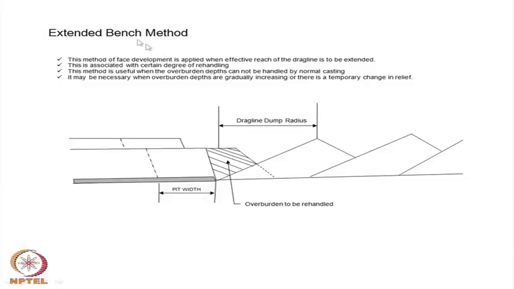Now, the next method, which is your extended bench method, we have discussed in our introductory class. Here it is nothing but when your bench height is more, some material is put over here, this bench has been extended up to here, so that the dragline can sit over here, and after sitting here it will drop the material, and then afterwards this material will be again excavated and placed over here. So, by this way we can handle the overburden material.